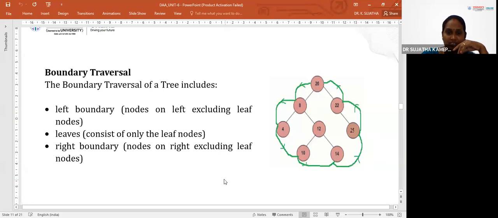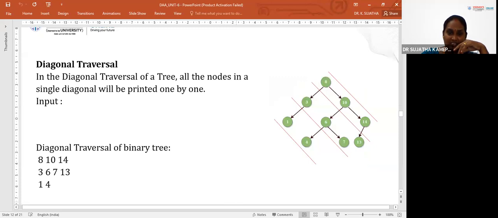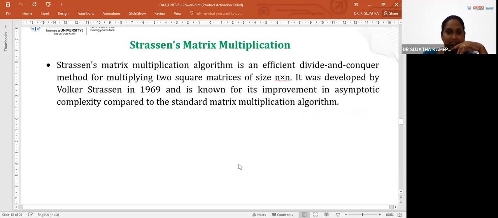Right. So here coming to the diagonal traversal. In the case of diagonal traversal of a tree, all the nodes in a single diagonal will be printed one by one. So here you can see the binary tree, how the diagonal traversal comes, all the diagonals are visited. First the diagonal elements 8, 10, 14 are visited. Then the diagonal elements 3, 6, 7, 13 are visited. Then the diagonal elements 1 and 4 are visited. So like that, the visiting of the tree is done.